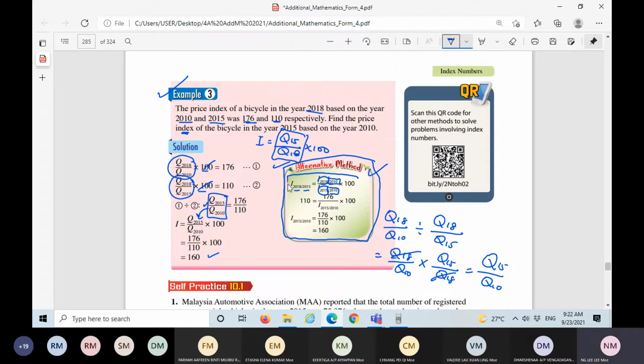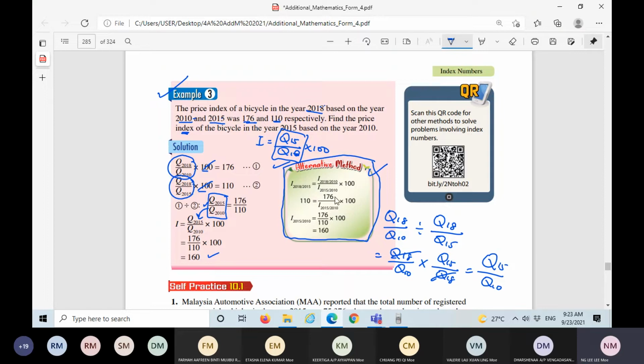This one you must know how to write it out. Okay, then they put in one by one. So 18 over 15. 18 over 15 is 110. So they put it here, 110. Okay, 18 over 10. 18 over 10 is 176. So they put it here.